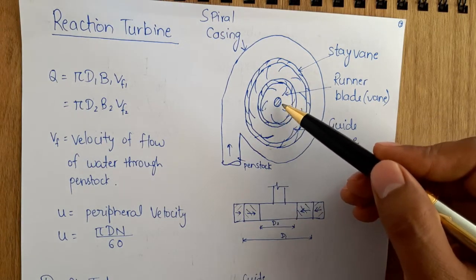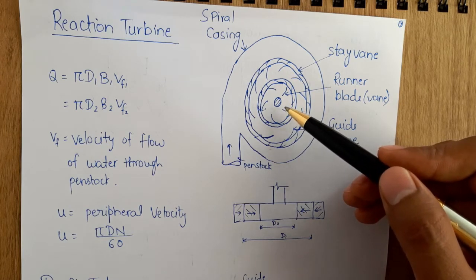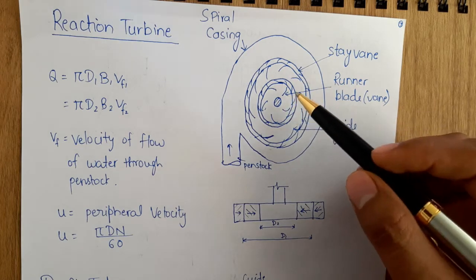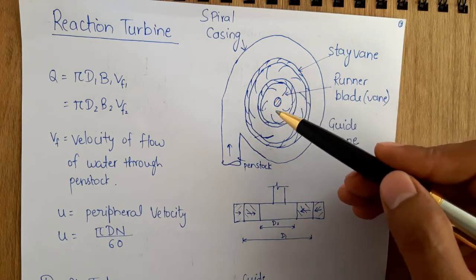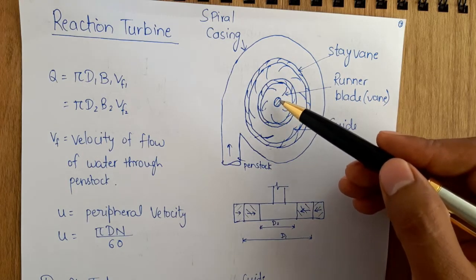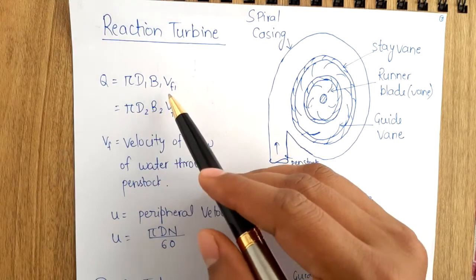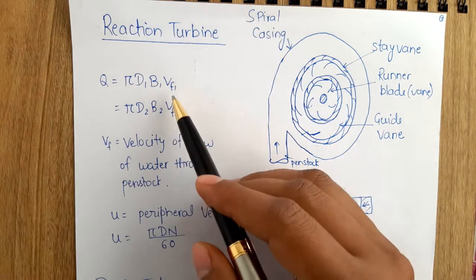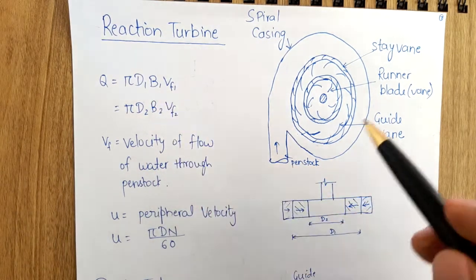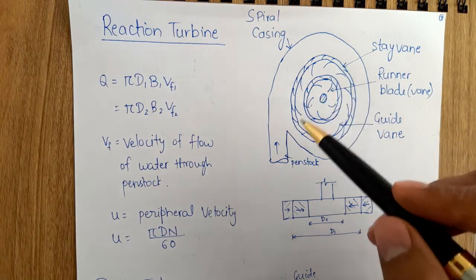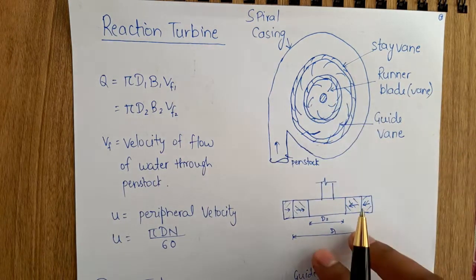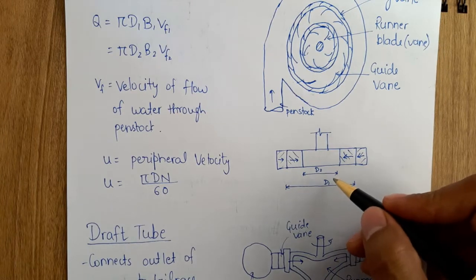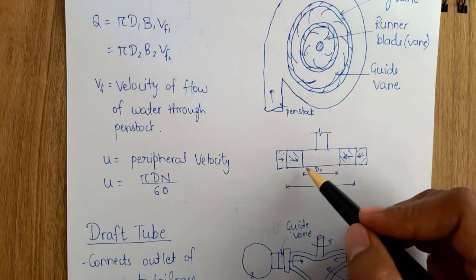This is the runner vane. The runner vane is also made of cast iron or cast steel. The rotating element of the turbine is the runner vane only, through which the shaft is connected. Discharge here will be pi D1 B1 into Vf1, where Vf is the velocity of flow of the water through the penstock, and D1 and B1 are the diameter as well as the width of this turbine arrangement. We can see here that D2 is the inside diameter and D1 is the outside diameter of this guide vane.